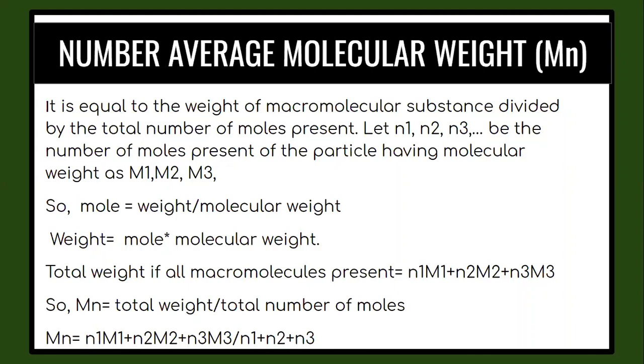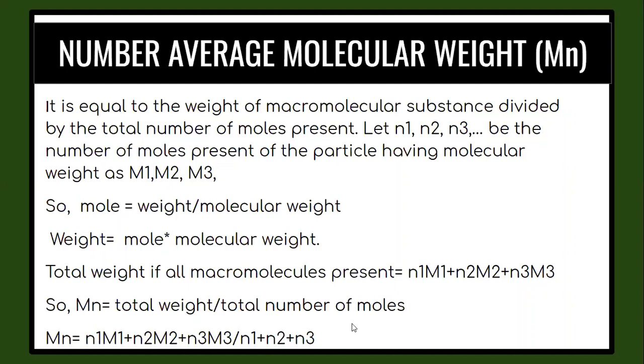Let's say that N1, N2 and N3 etc. are the different numbers of moles present in the macromolecule, and they have molecular weights capital M1, capital M2 and capital M3. We already know that moles is nothing but weight upon molecular weight. If I need to find the weight, I can rearrange this equation: mole equals weight upon molecular weight, so weight is equal to mole into molecular weight.